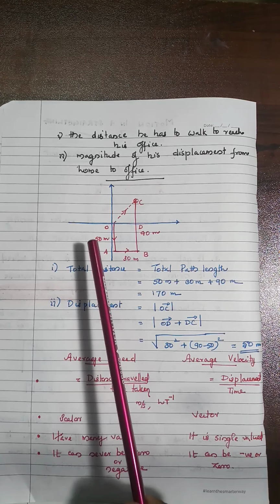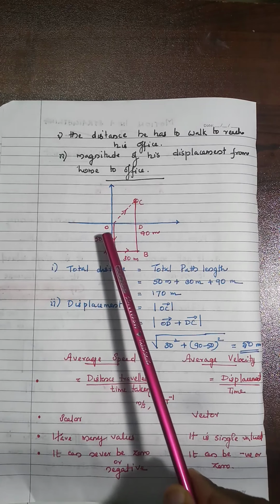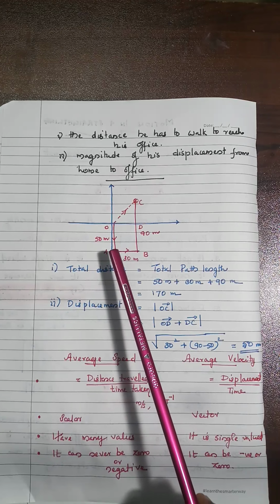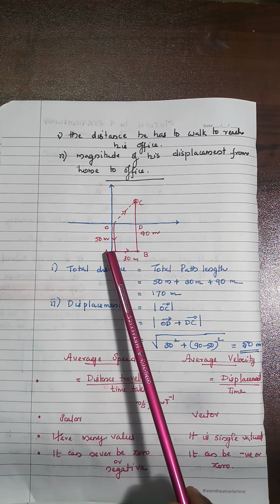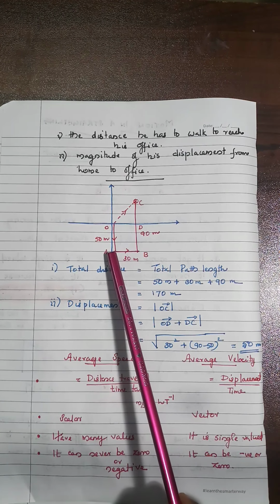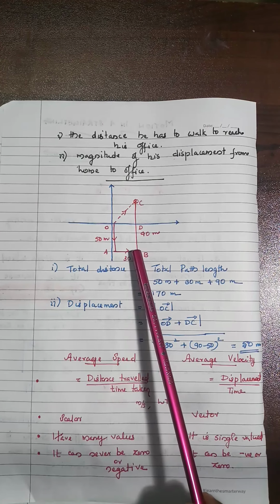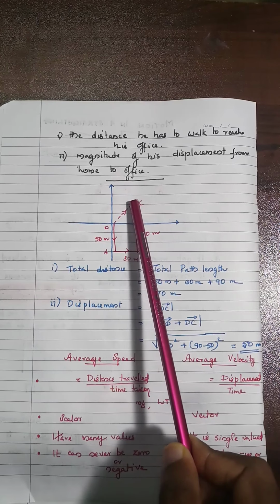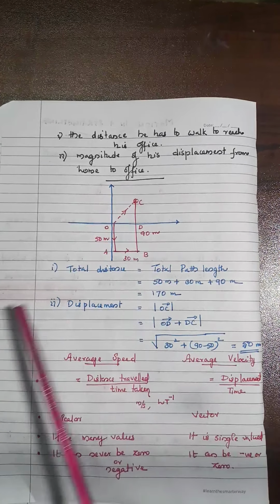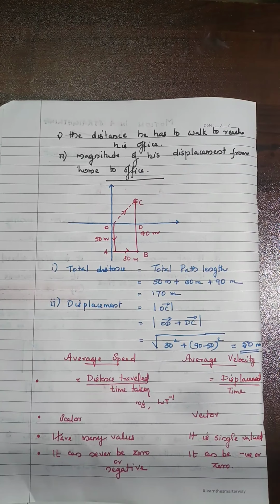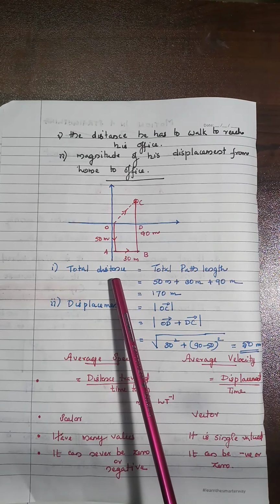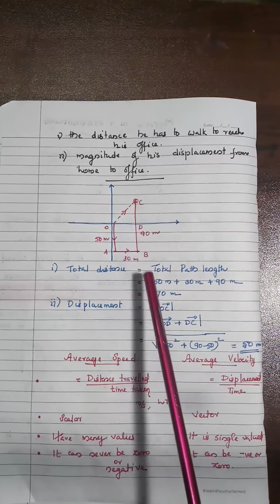We can draw the figure at first. If we take his home as origin, at first he has to move 50 meter due south, so it takes the position A. Then 30 meter due east takes the position B. Then 90 meter due north takes the position C. The first question, what is the total distance? Without considering the sign or direction, we have to add 50 plus 30 plus 90.